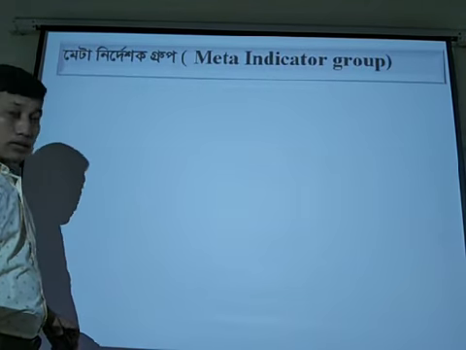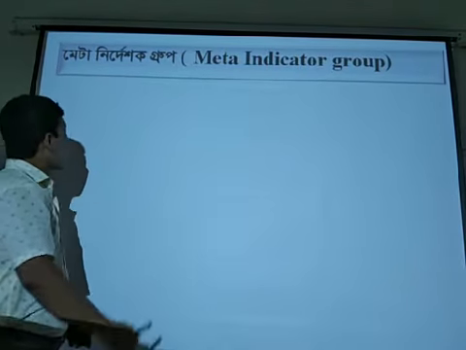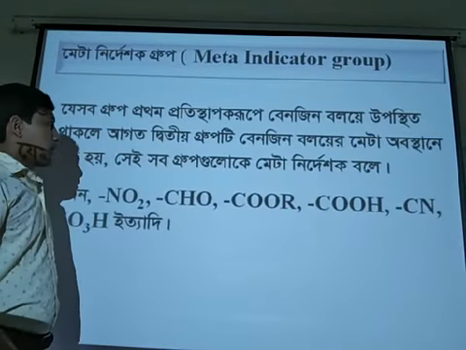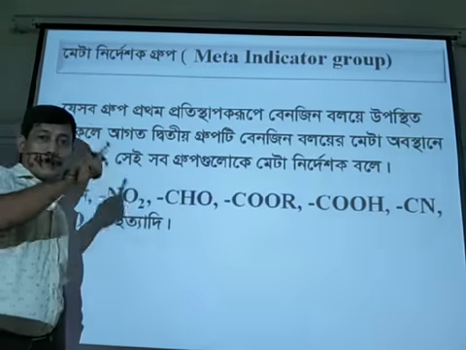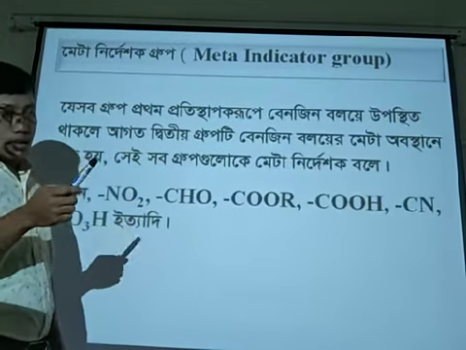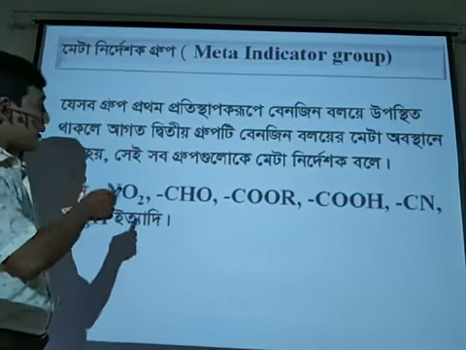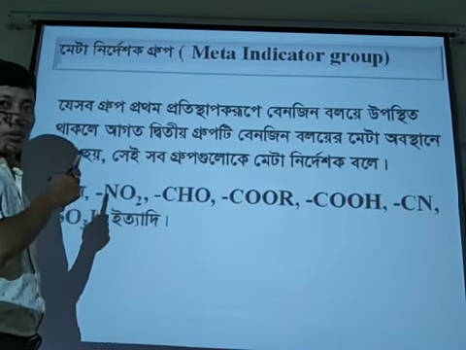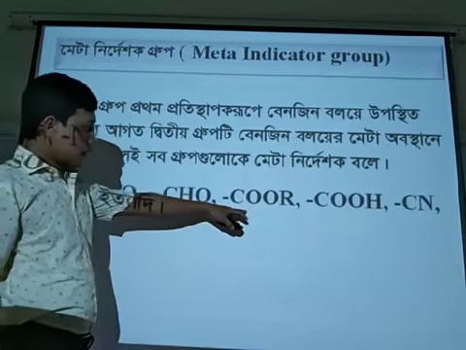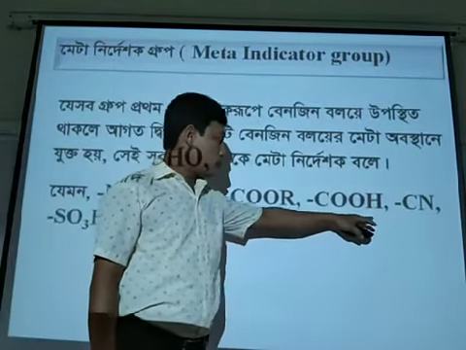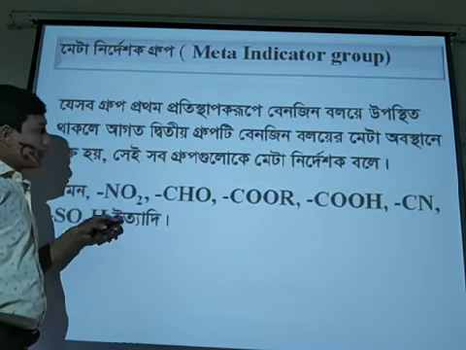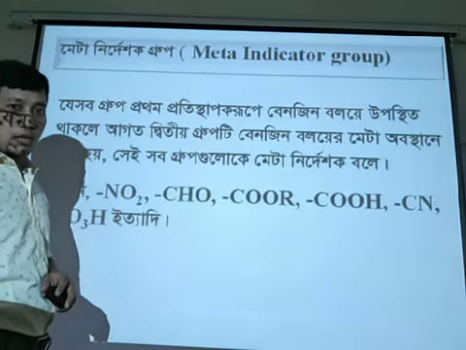Now see the other one, the meta indicator group. The definition is the same. If a substituent is present as the first substituent in the benzene ring and it indicates that the second or next substituent will be attached to the meta position, then it is known as a meta indicator group, like nitro group, aldehyde, ester group, carboxylic acid group, cyanide, sulfonic acid group, etc. These groups act as meta indicator groups.